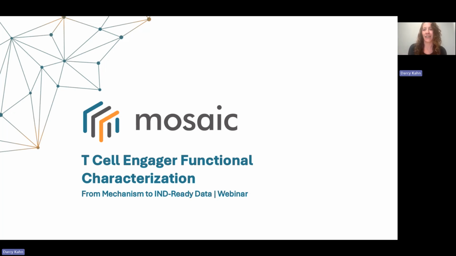And today we're going to be talking about T-cell engagers. Specifically, this talk is about how you actually characterize a T-cell engager functionally, not how you engineer it. So if you're interested in the bioengineering of T-cell engagers, that content will not be in this talk. But if you're interested in functional characterization, we will get into a lot of details about that.